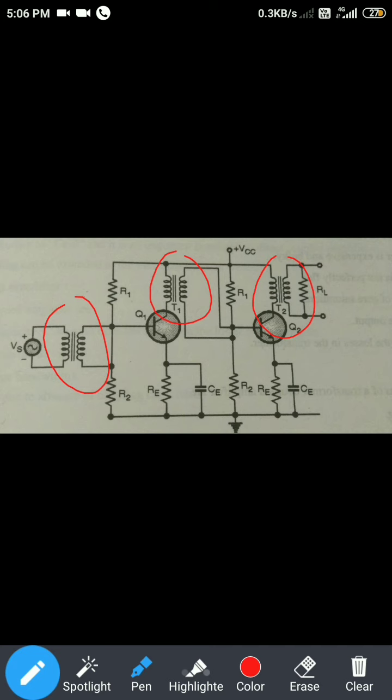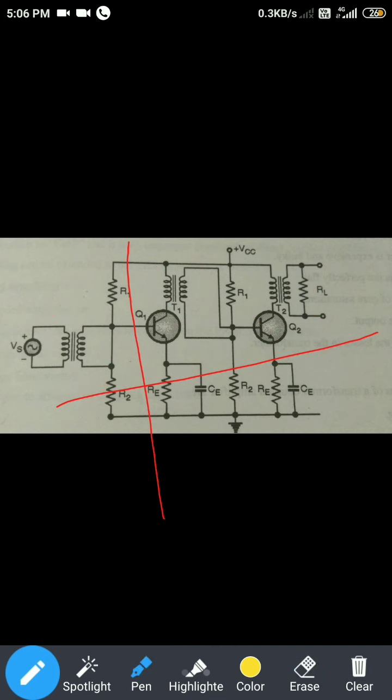The interwinding capacitance may result in resonance at some frequency. So at this frequency, the gain of the amplifier will be higher than at some other frequency. Therefore, sometimes we observe peaking. When the resonance occurs, some peaking occurs. Peaking you can observe here. So a sudden increase in the amplitude is called peaking, and this may be at high frequency.